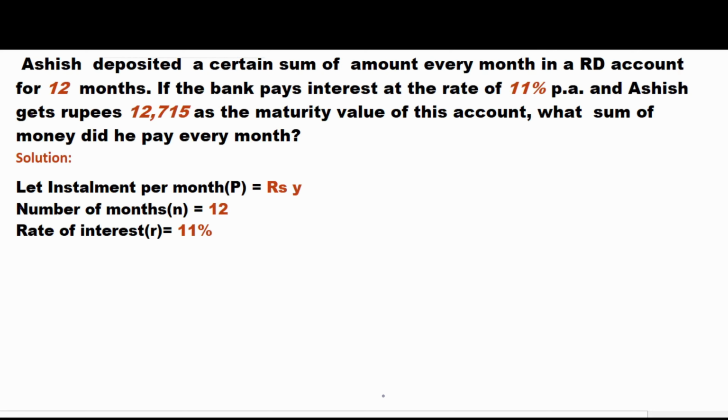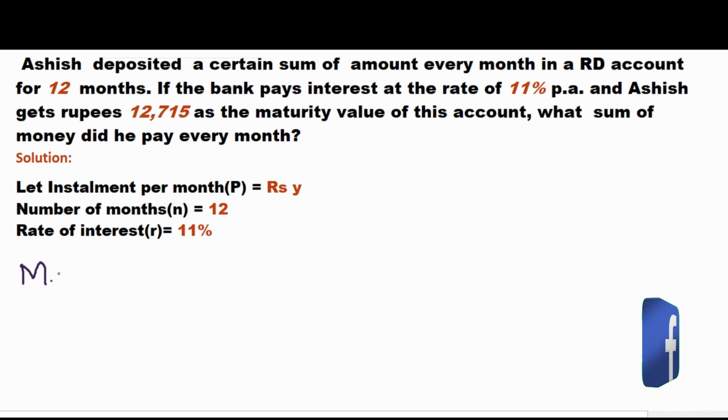Second problem is Ashish deposited a certain sum of amount every month in an RD account for 12 months. If the bank pays interest at the rate of 11% per annum and Ashish gets rupees 12,715 as the maturity value of this account, what sum of money did he pay every month? So we need to find the P value here. Assuming P value as Y, number of months for 1 year it will be 12 months and rate of interest is 11%.